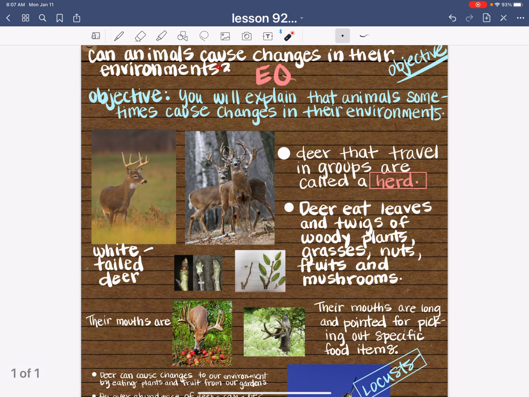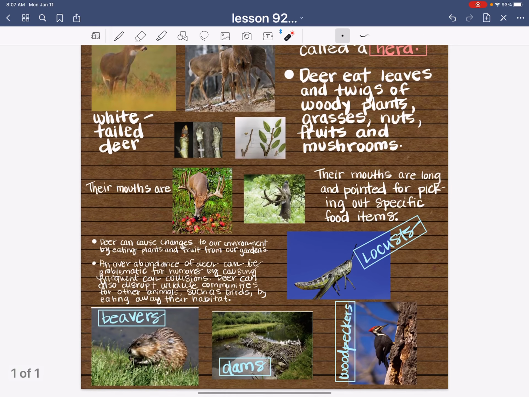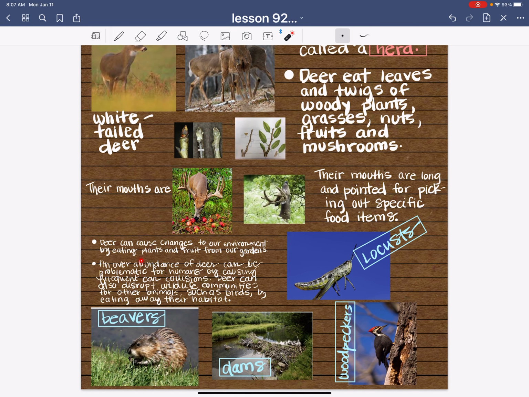All right, so our EQ, can animals cause changes in their environments? They sure can. A deer can. They can cause changes by eating plants and fruit from our garden, and there's an overabundance of them in our area, so they're just out running around like wild animals. Well, they really are wild animals, and so we're more likely to have a collision by hitting a deer. They're trying to make it across the road, and you always see the deer at night when they run across the road. There's always a small herd of them, about 2 or 3. I would think that would be a mama and her babies, or a mama and a daddy and their baby.